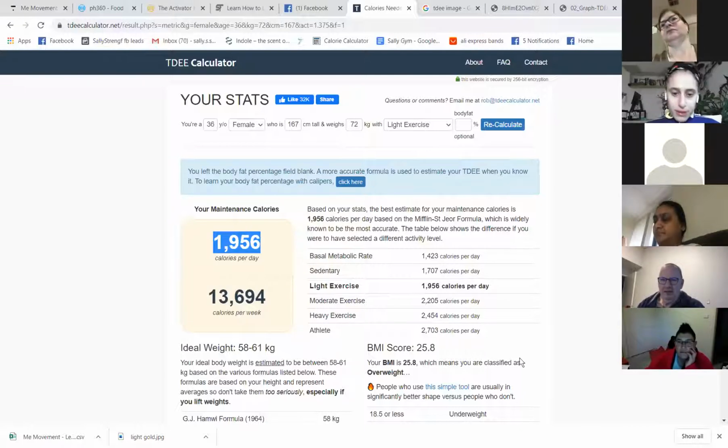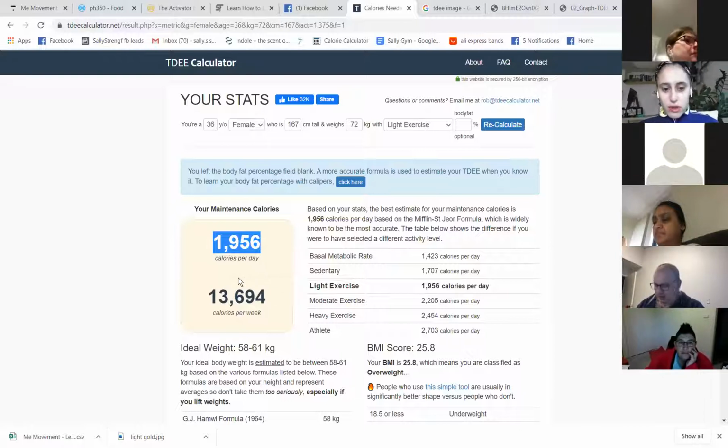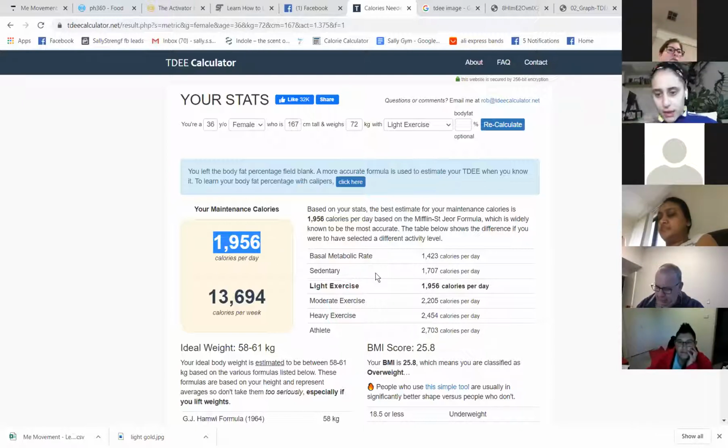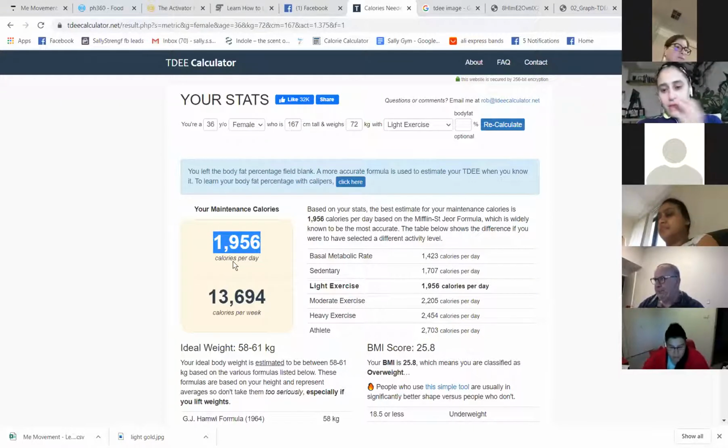Has everyone got their numbers? Yes. So now I know personally that's not my maintenance. My maintenance, because I've tried and tested it, is about 2,200. What does that mean? It means anything less than that, my body will start to lose weight. Anything more, I'll start to gain. It's probably a little bit higher for me too. So that's massive, right? Look at your numbers.